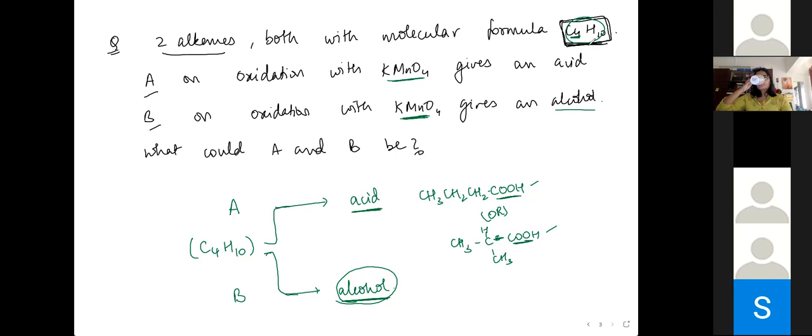Ma'am, I'm sending an answer. You can just check it. I need an opinion on this. Is it correct or not? One second. Okay. Rishit, no.